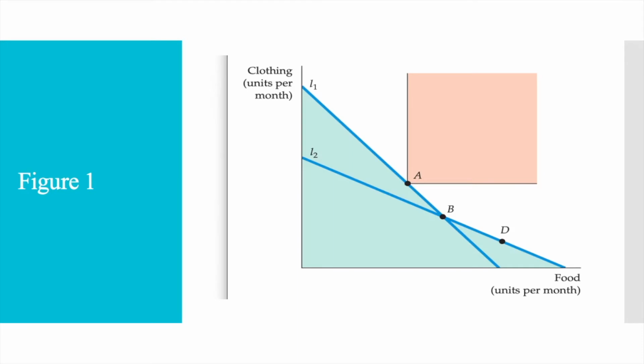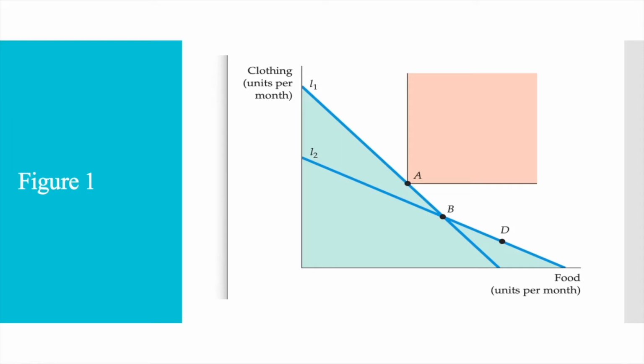Have a look at this figure. We can see two budget constraints here, L1 and L2. Here, as you can see, the budget line L1 has two market baskets, A and B, and budget line L2 has also two market baskets, B and D. Forget budget line L2 for the moment and suppose that an individual faces the budget constraint given by line L1 and he chooses market basket A.